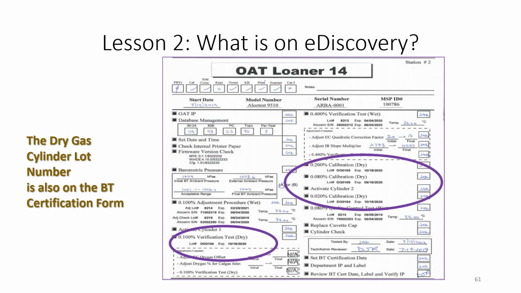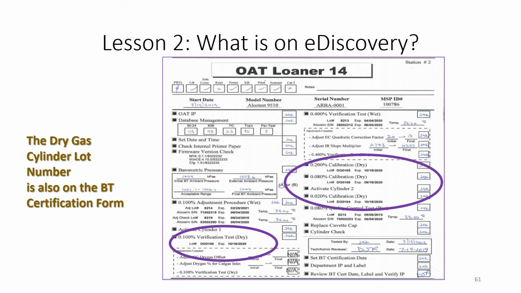If you're looking to find out what the lot number for any dry gas that was used during a certification, you can look at the BT certification form, and there's a few different sections where dry gas is used. I've circled them here and highlighted them here, but you'll note that there is a lot number as well as an expiration date listed next to the concentrations of the dry gas that's used during the BT certification.